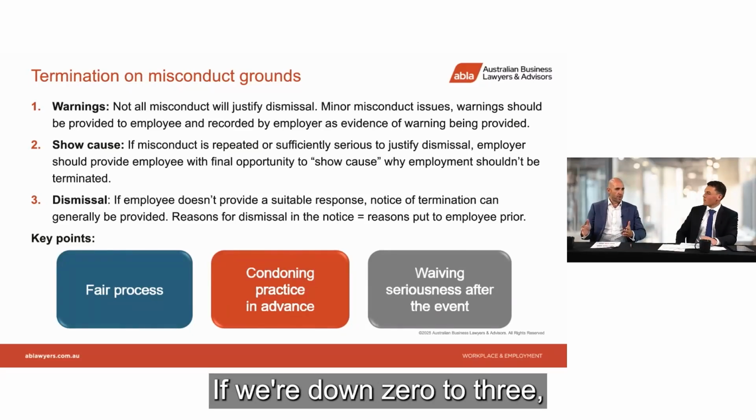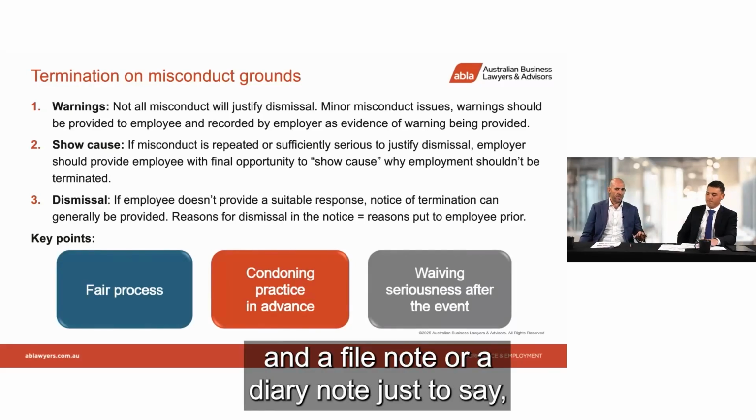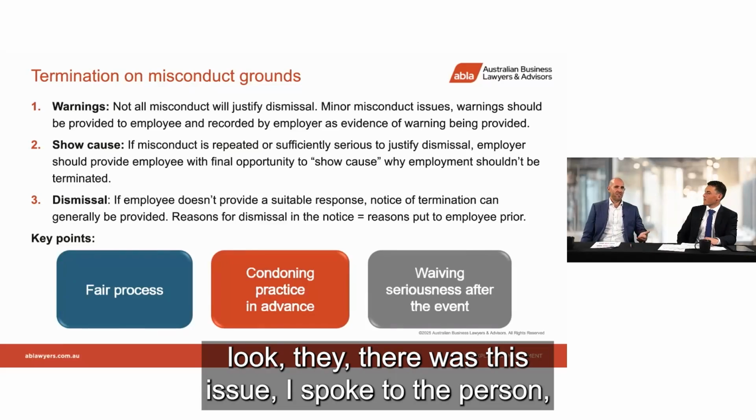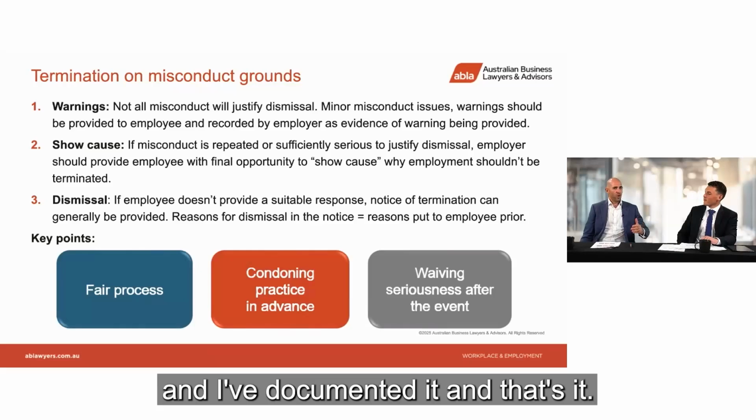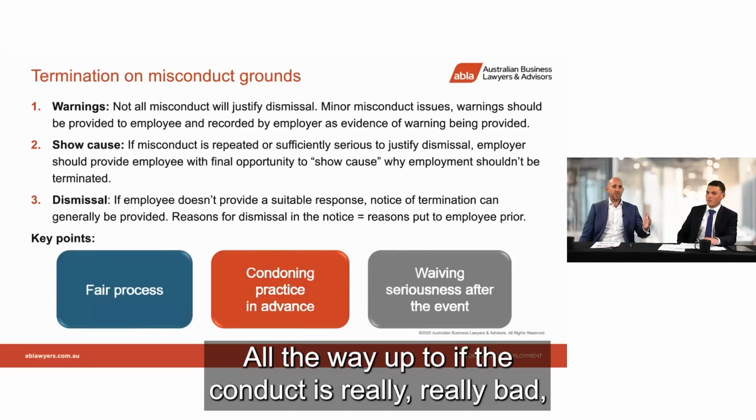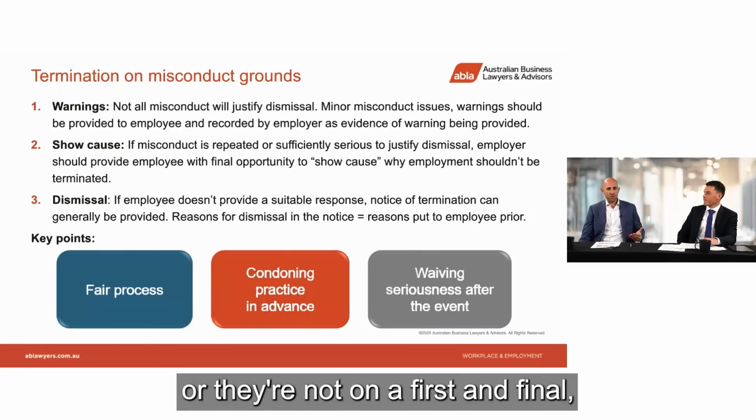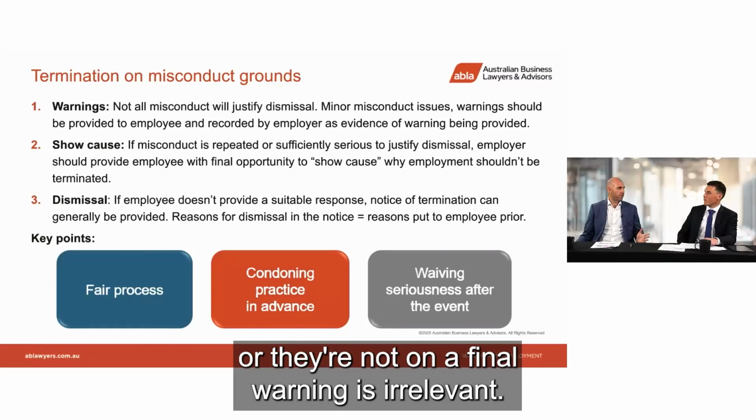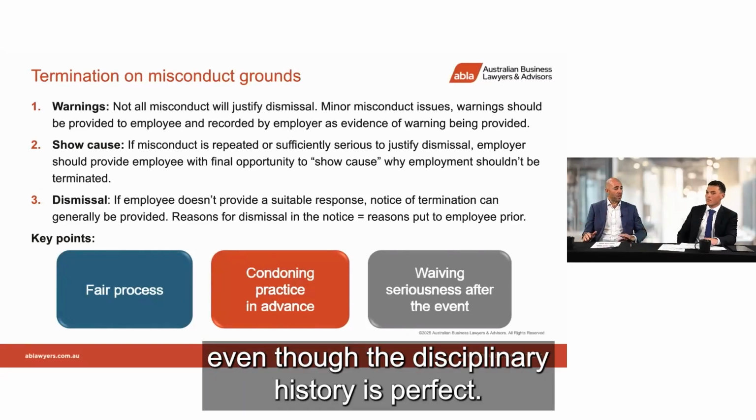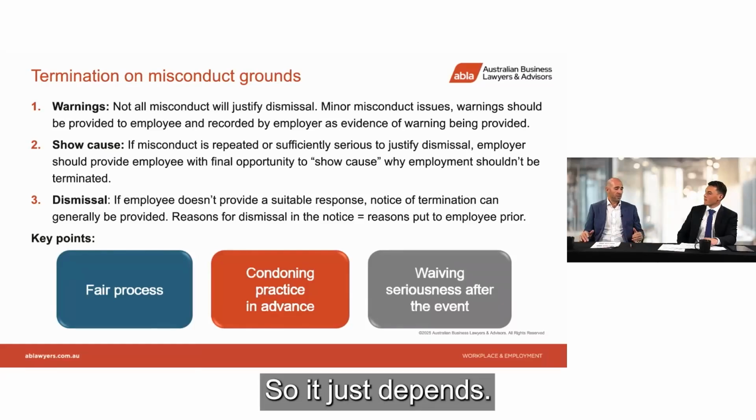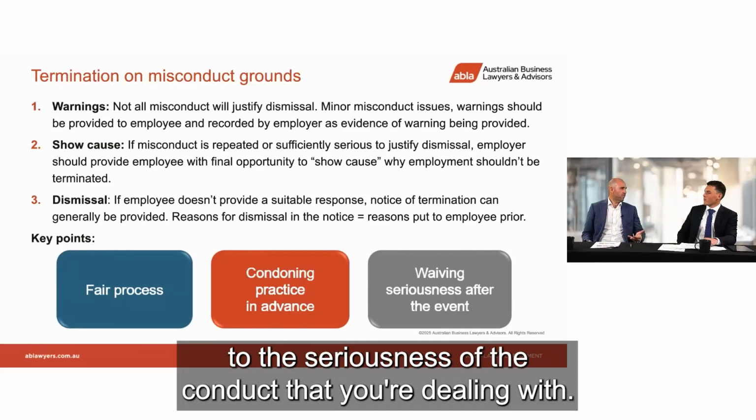If we're down 0 to 3, we might say, well, that's a conversation by the water cooler and a file note or a diary note just to say, look, there was this issue, I spoke to the person, I gave some informal counselling and I've documented it, and that's it. All the way up to if the conduct is really, really bad, the fact that they haven't got further warnings, or they're not on a first and final, or they're not on a final warning, is irrelevant. If they've engaged in misconduct, then it may be sufficient to sack, even though the disciplinary history is perfect. So it just depends. Your response needs to be proportionate to the seriousness of the conduct that you're dealing with.